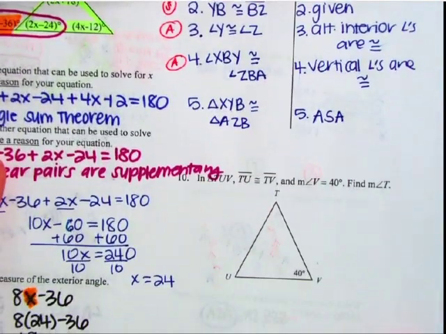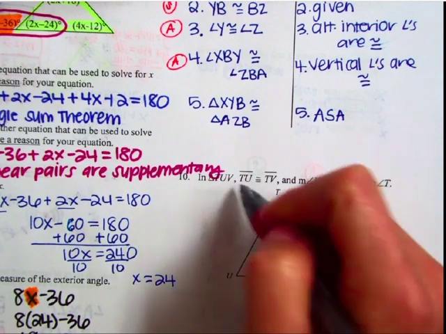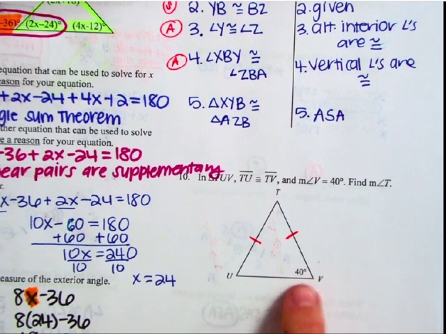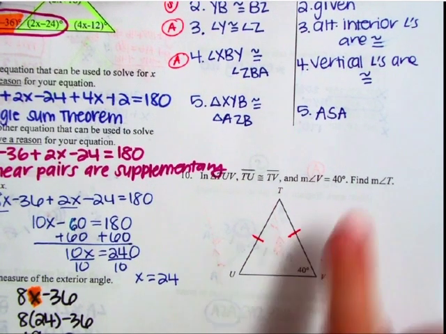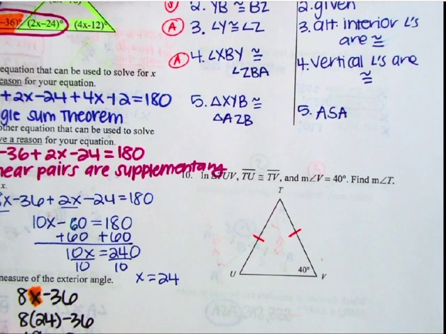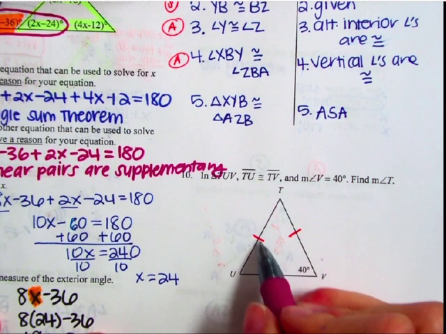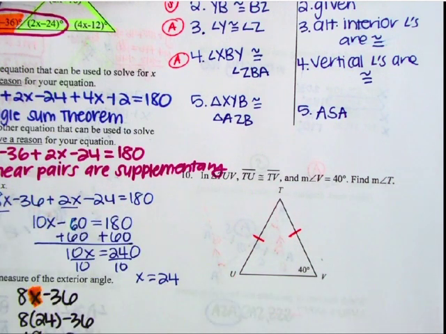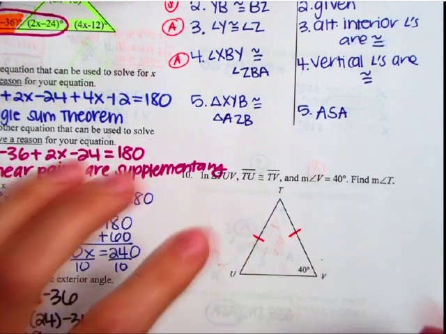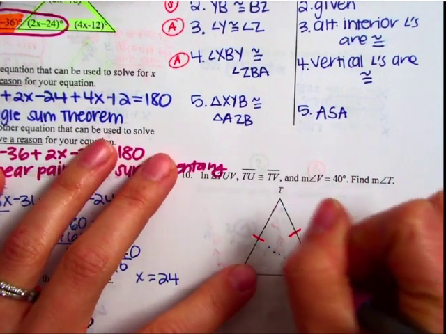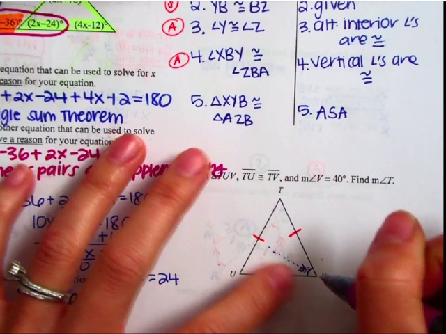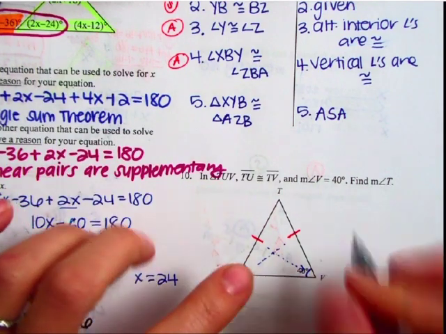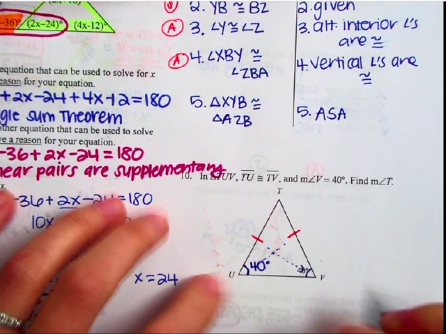And number 10, we are given a pair of congruent sides, so we're going to mark them. TU is congruent to TV, and the measure of angle B is 40 degrees. With that, we're going to find the measure of angle T. So I'm going to need to remember that 2 congruent sides means we're going to have 2 congruent angles, okay, so from our base angle theorem. So I'm understanding that this angle opposite and this angle opposite, those are congruent. So if this is 40 degrees, then this angle U is also 40 degrees.